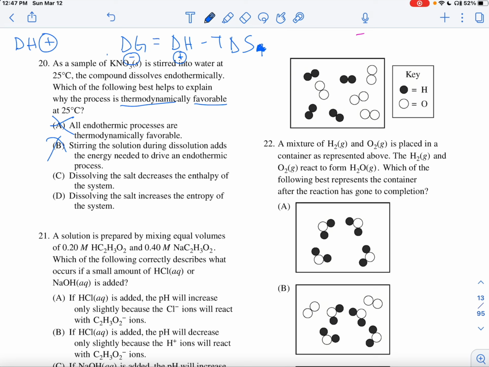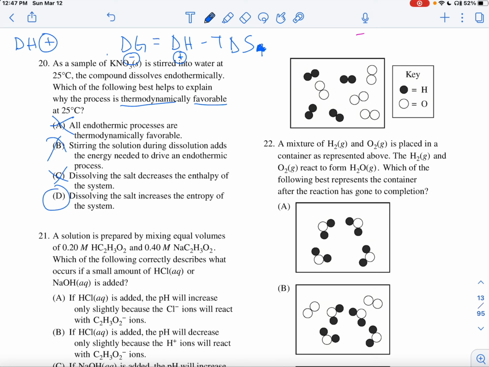We're looking for something with delta S. I guess if it did decrease the enthalpy and made the enthalpy negative, that would make sense, but it says it's an endothermic process. It's not going to change that by dissolving it. I just don't think C makes any sense, to be quite honest. So the answer must be D.